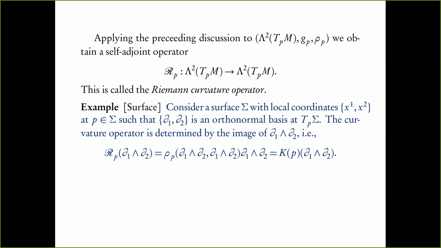Is this example all right? So the orthonormality is crucial because in general, the Riemann curvature is not the Gaussian curvature. You have to normalize by the area of the parallelogram spanned by del 1 and del 2. But at P, this is a square because it's an orthonormal basis. A unit square has area 1, so you don't have to divide by anything. Okay.